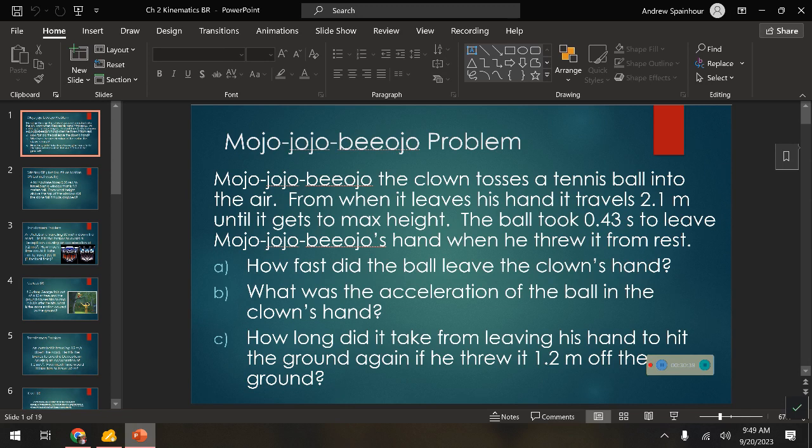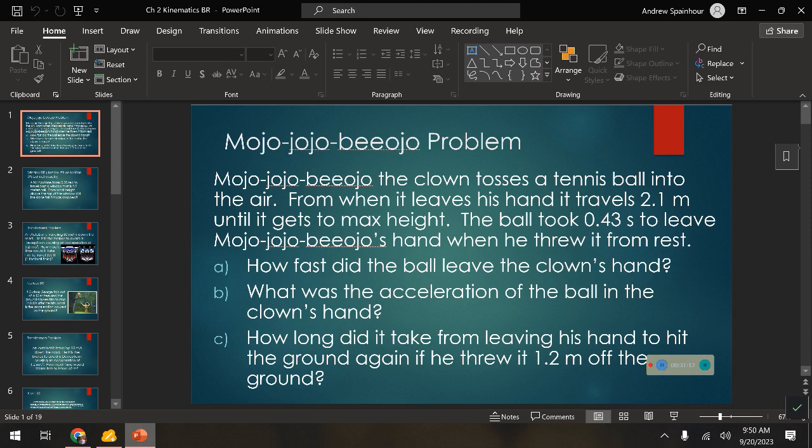When a person starts the tennis ball, they start down here, probably at rest, and then fling it. Notice that takes a displacement. Note carefully that this 2.1 meters says specifically it's from the moment it left his hand until the very top. Then the ball took 0.43 seconds to leave Mojo Jojo Biojo's hand when he threw it from rest. That's talking about this first section in here.